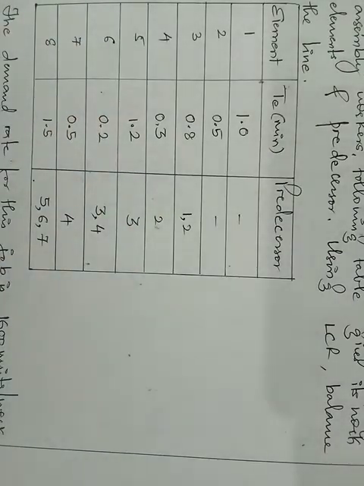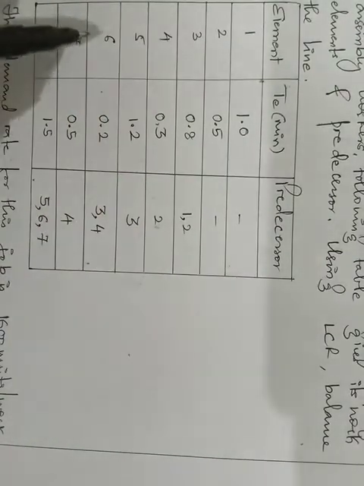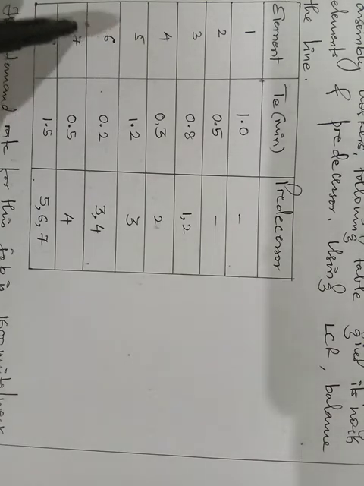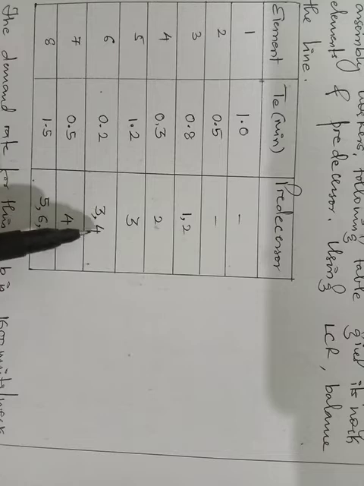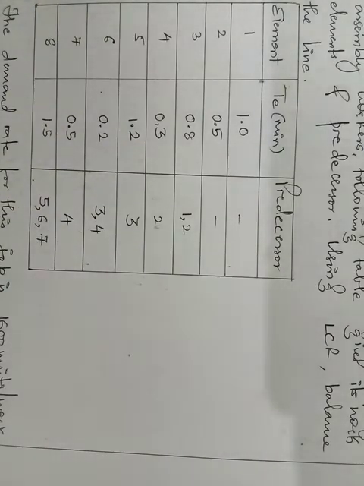Fine. Similarly here, 3 and 4 for work element 6. What it means is that work element 6 cannot be done unless and until 3 and 4 are completed. Right, so that is the meaning of predecessor.